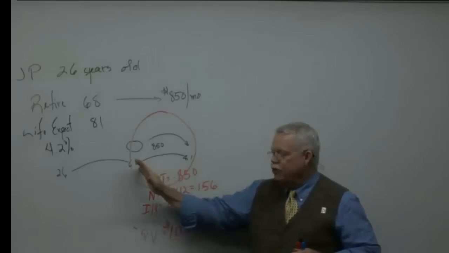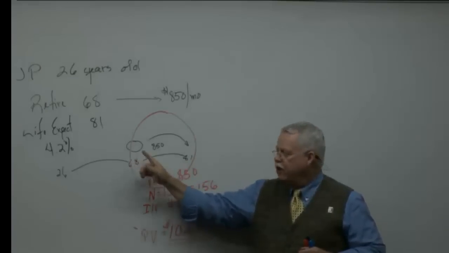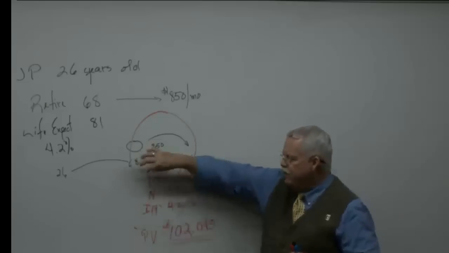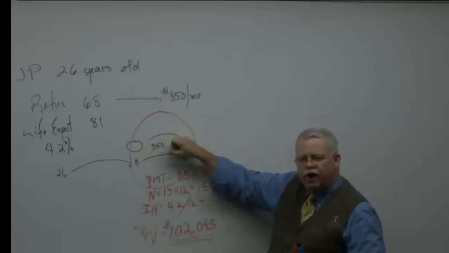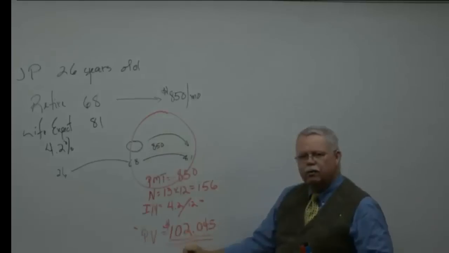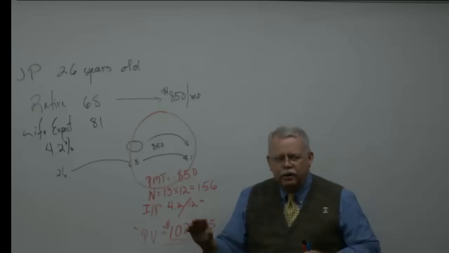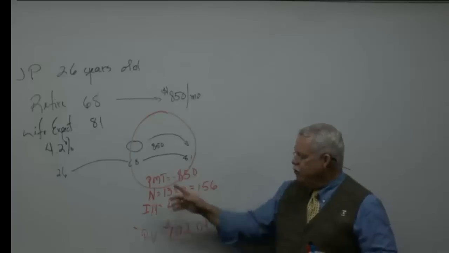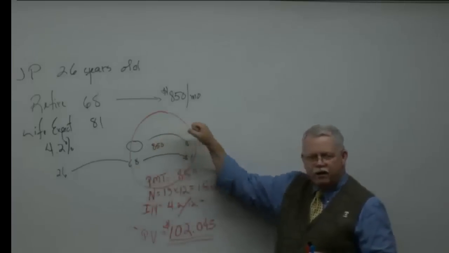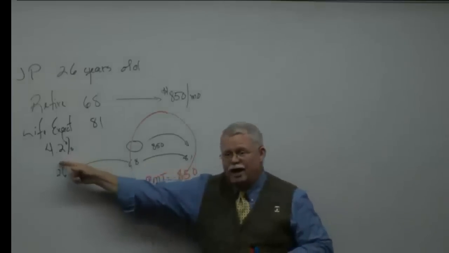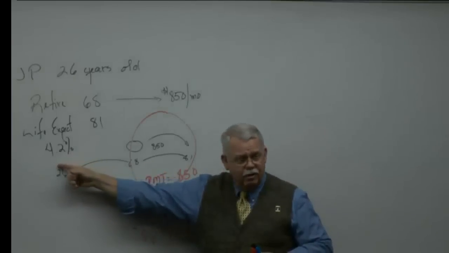He needs $102,045 in the bank the day he turns 68 and retires. If he has that money in the bank, he'll be taking out of it $850 a month for 13 years, and then it will go down to zero. That's what's happening. Now, listen to me just a minute. Remember, when he's got $102,000 in the bank here and he takes out $850, all the rest that's still there is still earning interest. True.